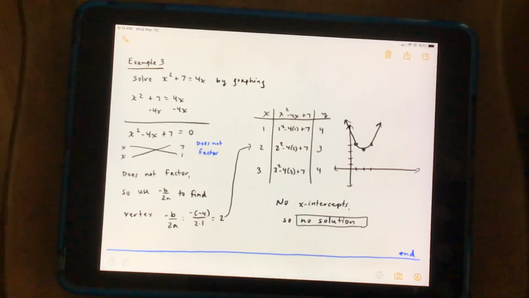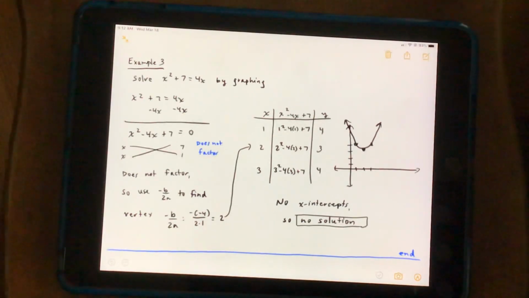I create a table of values. I'm choosing values for x's that are the vertex, which is 2, and a number below 2, 1, and a number above 2, 3. That gives me my x values. And then I plug it into the equation to find my corresponding y values, and I've plotted the points. And you're going to notice that when I plot those points, I have a parabola that's opening upward above the x-axis. There is no x-intercept. That means for this equation there is no solution.